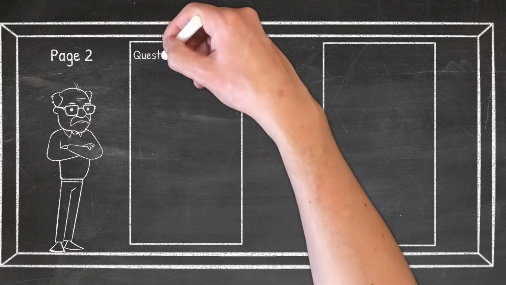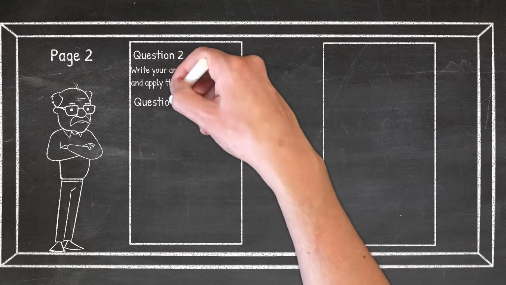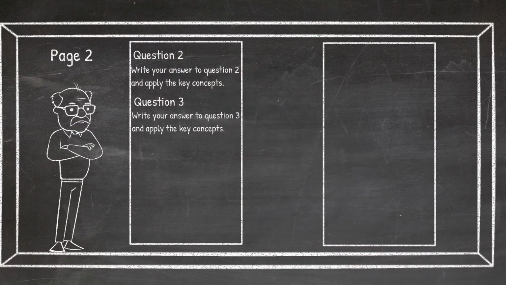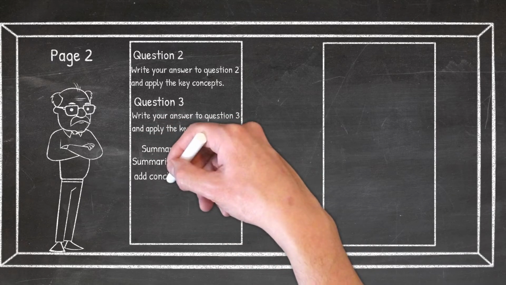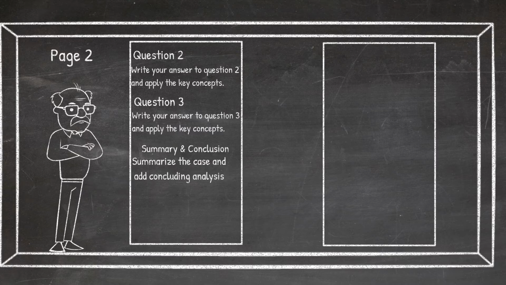There is usually more than one question, so make sure you answer each question under its own subsection. This may or may not require more than one page. The third section heading for your case should be the summary and conclusion. This is where you summarize your analysis of the case.